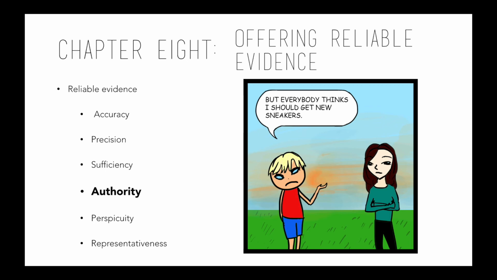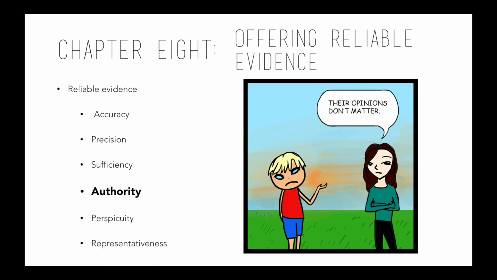The fourth criterion is authority. Authoritative evidence is evidence that is able to be trusted as reliable or true. Let's come back to our example. The boy says, "Everybody thinks I should get new sneakers," as his evidence. But the girl rejects his evidence because she thinks that everybody's opinion doesn't matter, as even if that opinion were true, other people's opinions are not authoritative.